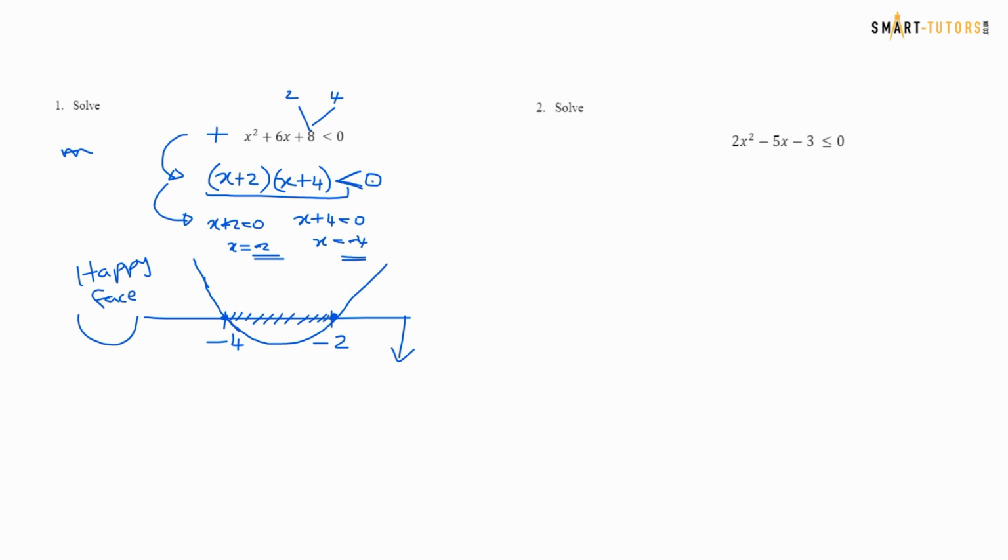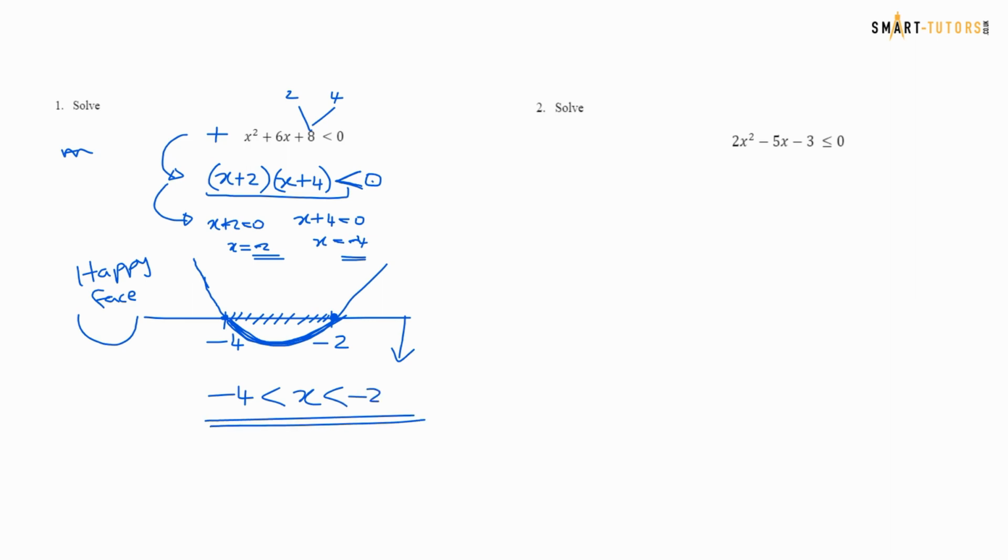Why? Because this is the graph below the x-axis. So the darkened graph is below the x-axis, means the points are between -4 and -2. That is the answer.